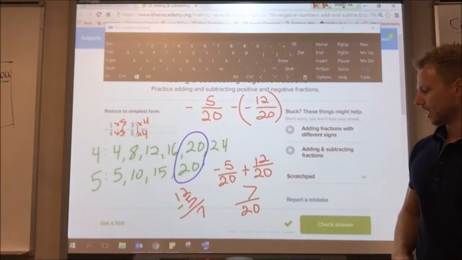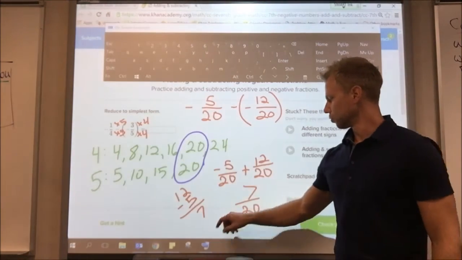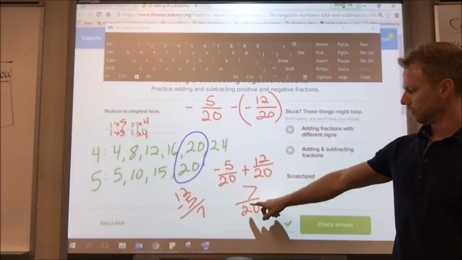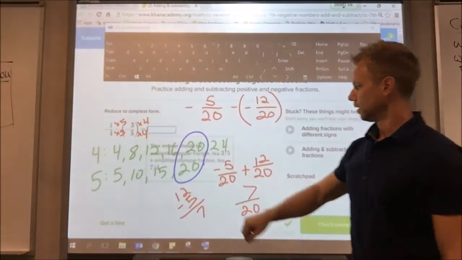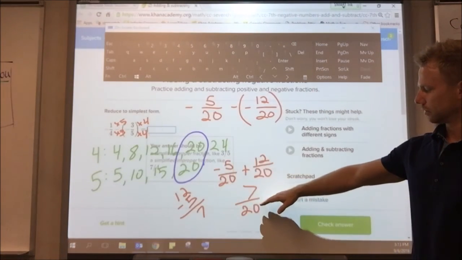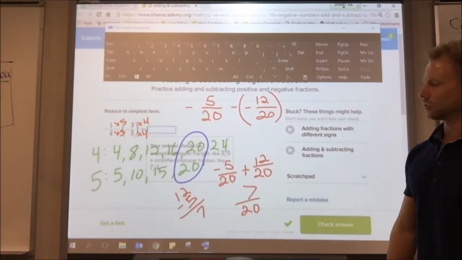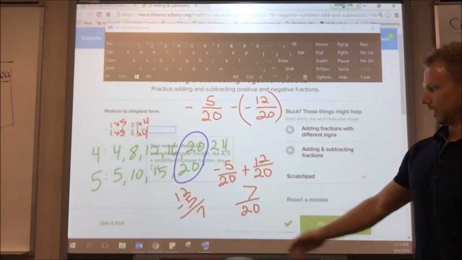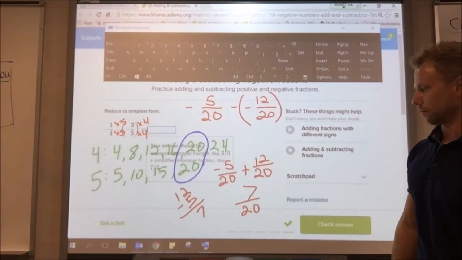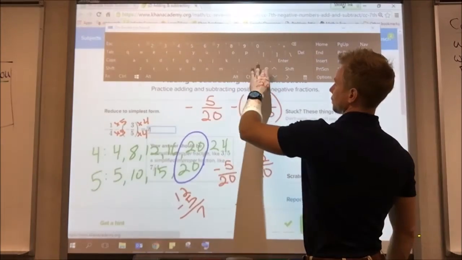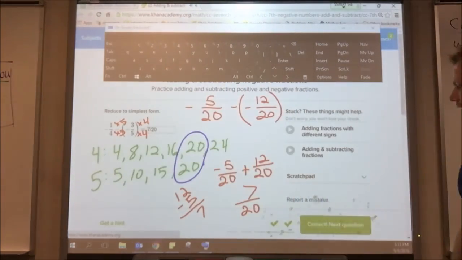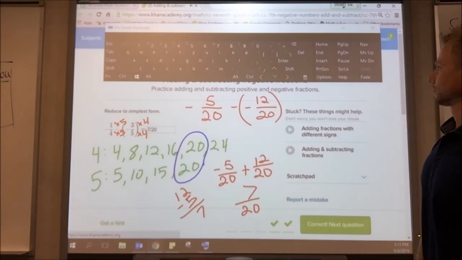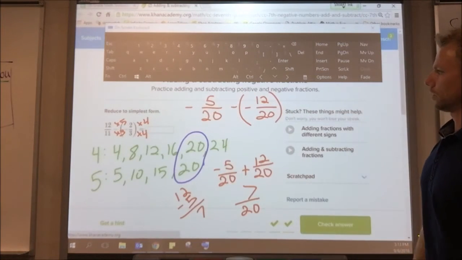And then I keep the sign of the bigger number. 12 is the bigger number and it's positive, so the sign of my answer needs to be positive. There's nothing I can reduce here. Nothing goes into 7 and 20, so that would be my answer in simplest form. So I plug in 7 over 20, check it, I got it right. Okay, let's try one more.